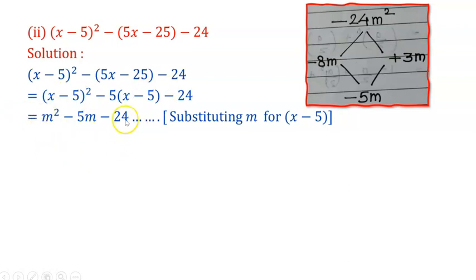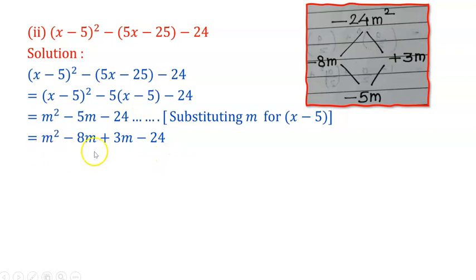Again the product of first term and last term, m square into minus 24. Then you will get here minus 24m square. Middle term is minus 5m. Now find out again the two numbers such that whose sum is minus 5m and the product is minus 24m square. Therefore the required numbers are minus 8m plus 3m. Okay. Therefore we replace here minus 5m by minus 8m plus 3m. Okay. And the other terms are as it is, m square and minus 24 is as it is.